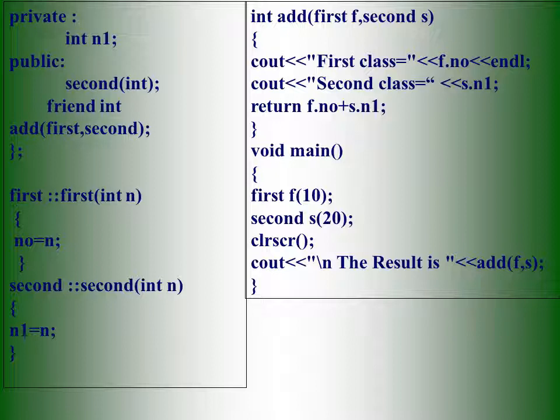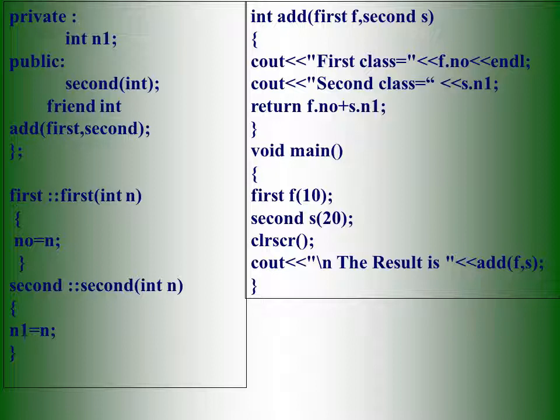Here integer add of first of f comma second of s. Here we can pass the class objects as arguments, and that can get the n1, n0 values respectively, and it will be passed and calculated. Here return of f dot, here f is an object of the first class and s is an object of the second class. Those objects can be passed here as arguments, and by using that we can calculate the addition operation, and it produces the result.